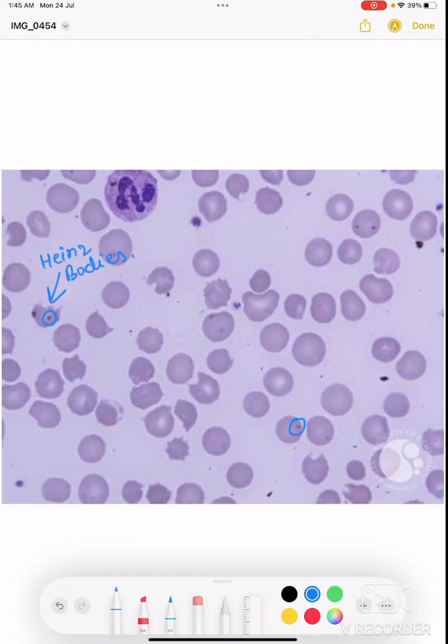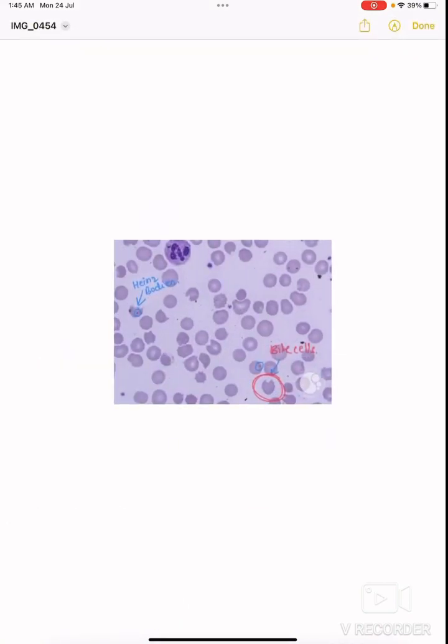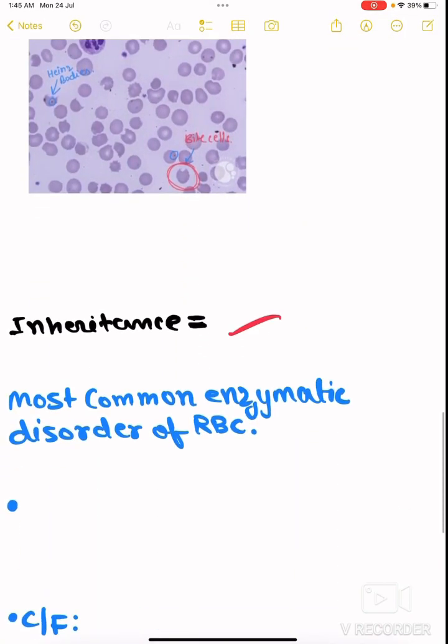Now when these RBCs containing Heinz bodies go near a macrophage, the macrophage tries to cut them off. So the macrophage takes a bite of these Heinz bodies, and in the process of taking a bite from the Heinz bodies, it also takes a bite from the RBC. So the RBC looks like this. This particular image, you can see the RBC looks like this. So it is called bite cells. Bite cells are characteristic of G6PD deficiency. Extremely important. You cannot afford to forget it. Bite cells, G6PD. Heinz bodies, G6PD.